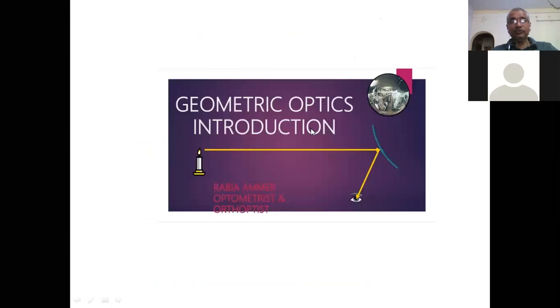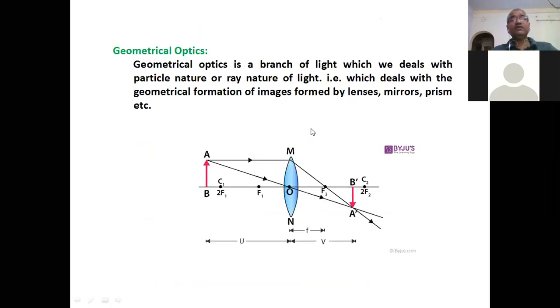Now what is geometrical optics? We have seen that geometrical optics is a branch of light which deals with the particle nature or ray nature of light. So in this geometrical optics, we deal with the geometrical formation of images formed by lenses, mirrors, or prisms.